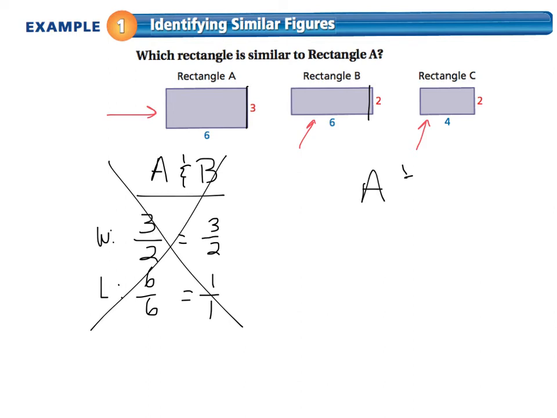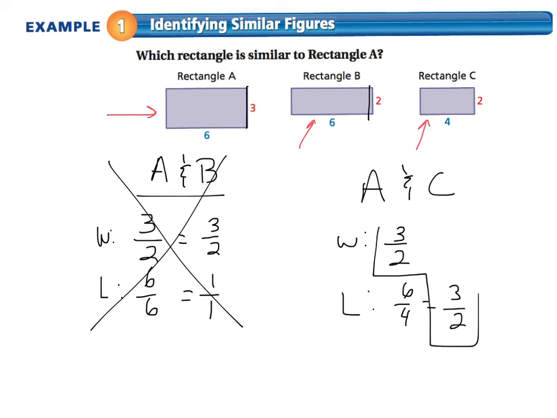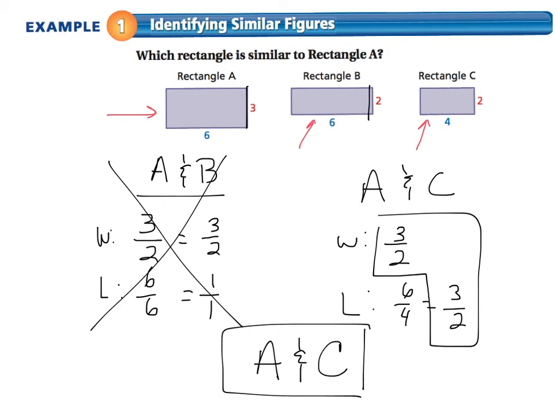Now, if we try A and C, the widths have a ratio of 3 to 2. The lengths have a ratio of 6 to 4, which equals 3 to 2. Therefore, the widths and the lengths have the same ratio. Therefore, our answer, A is similar to C. Rectangles A and C are similar.